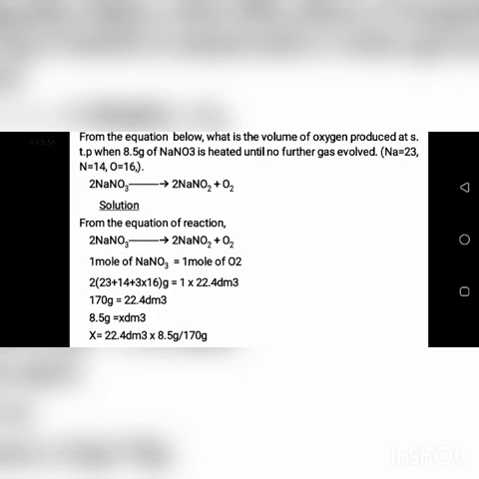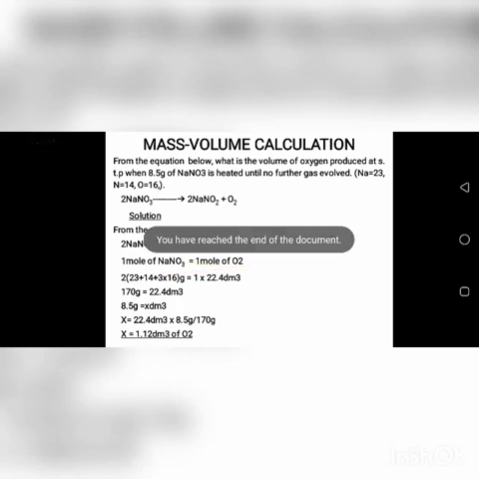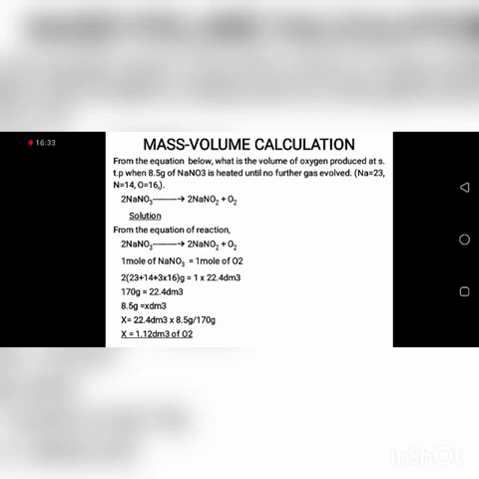I then go back to the question. I was given 8.5 grams of sodium nitrate. So 8.5 grams will now give us X dm³. What is the volume that will be produced? Make X the subject of the formula by multiplying 8.5 times 22.4 divided by 170, and we get the final answer: X is equal to 1.12 dm³ of oxygen to be produced in this particular question. Now that shows how we can relate mass to mole, mass to mass, and mass to volume.